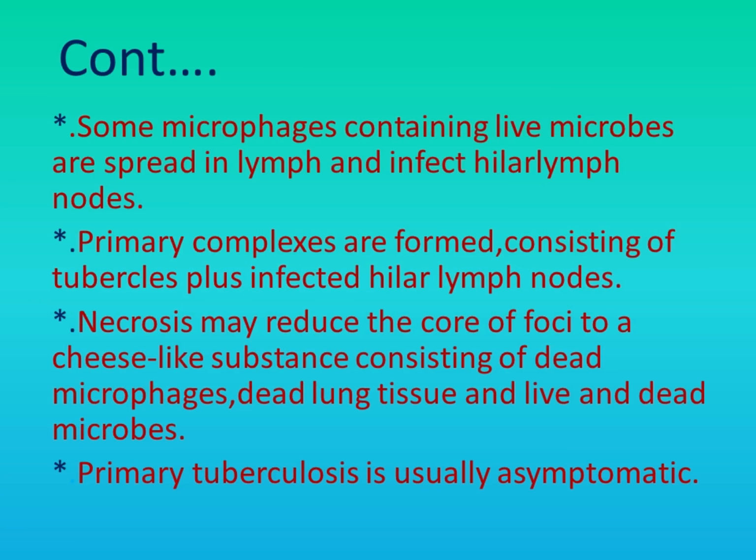Some macrophages containing live microbes are spread in lymph and infect hilar lymph nodes. Primary complexes are formed, consisting of tubercles plus infected hilar lymph nodes. Necrosis may reduce the core of foci to a cheese-like substance consisting of dead macrophages, dead lung tissue, and live and dead microbes. Primary tuberculosis is usually asymptomatic.